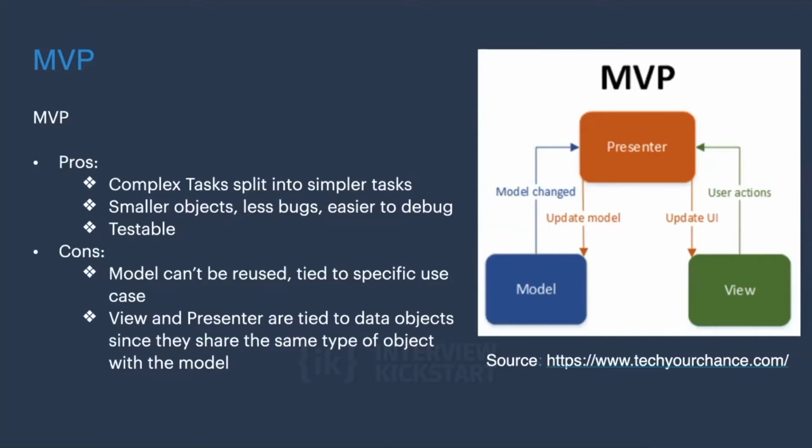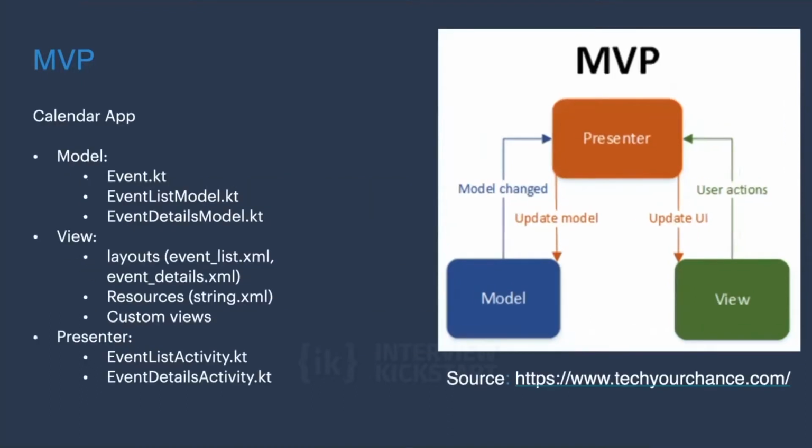The cons is the model can be reused, tied to a specific use case, and view and presenters are tied to data objects since they share the same type of object with the model. And if we look at this for our calendar app, it will pretty much look the same as the MVC. The only difference is how the communication is happening between presenter and view and presenter and model, instead of model updating the view.